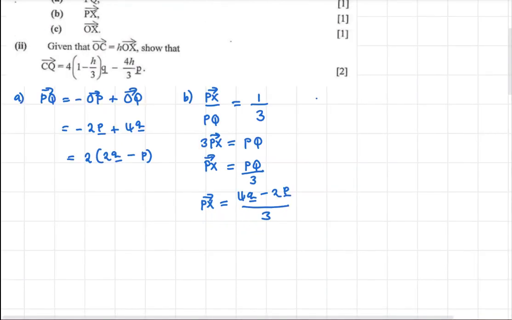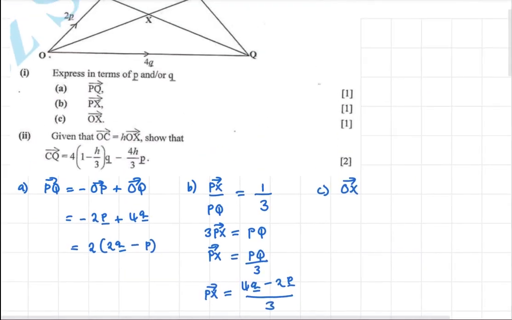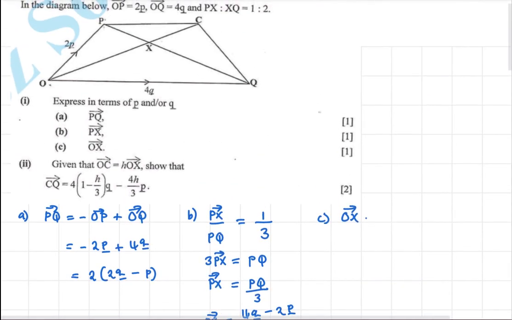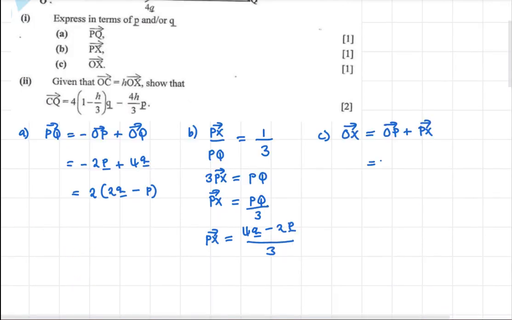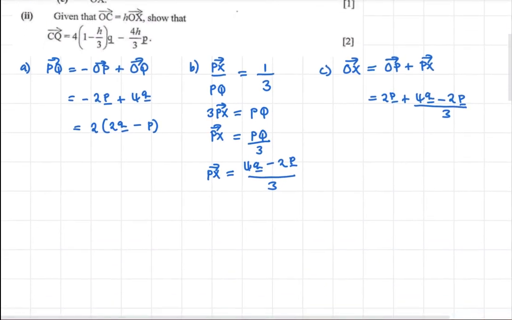Part C, which is OX. Let's check on the diagram. How should I move from O to X? Here I can use OP, which is vector OP, plus PX, which we've just found. OP I know is 2 vector P, plus 4 vector Q minus 2 vector P over 3, which is PX.